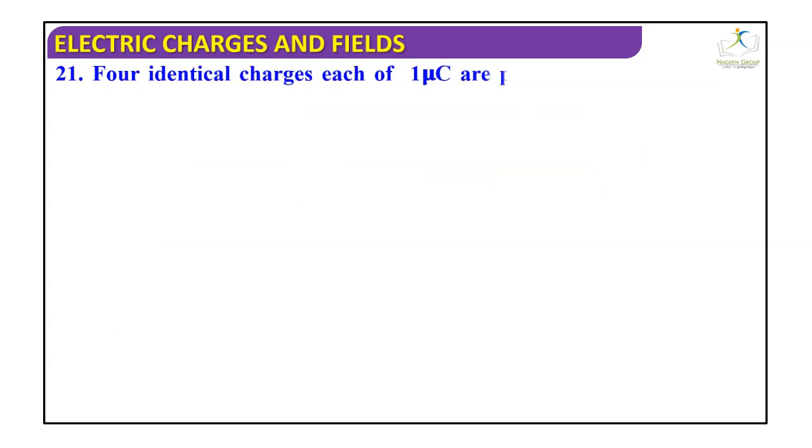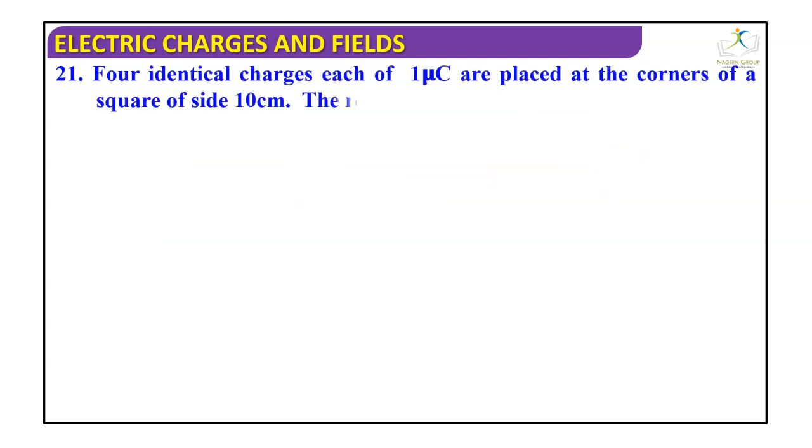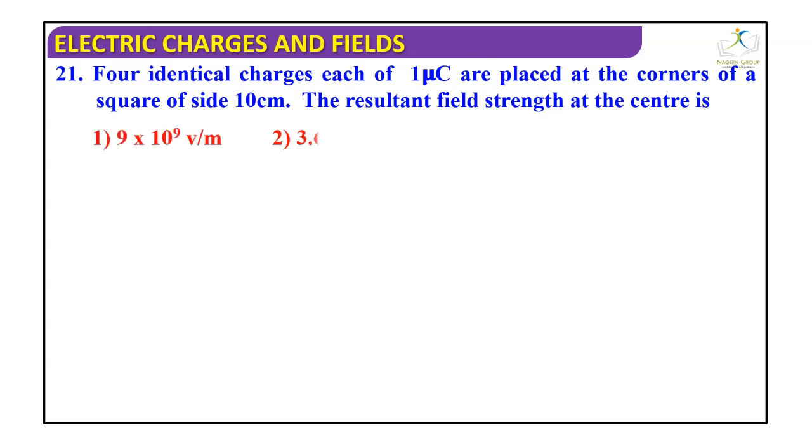Next question: four identical charges, each of 1 microcoulomb, are placed at the corners of a square of side 10 centimeter. The resultant field strength at the center is. The options are these. Try to solve this problem.